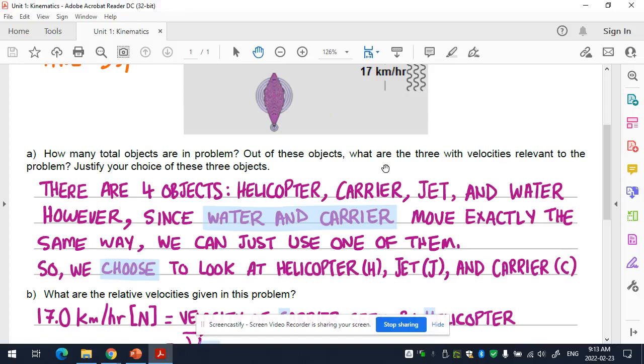What velocity is the 17 kilometers per hour heading north? What object is moving at that speed? The carrier. As seen by who? Remember, everyone, we have three things here. 17 kilometers per hour is the speed of the carrier. Don't copy yet. As seen by who? Is it as seen by the jet or as seen by the helicopter?